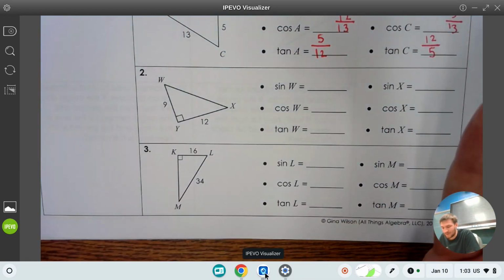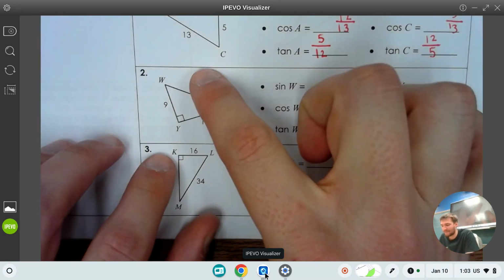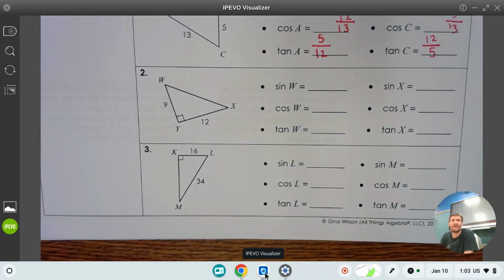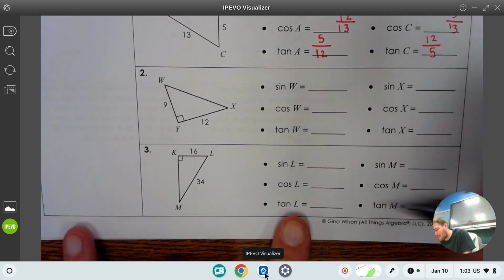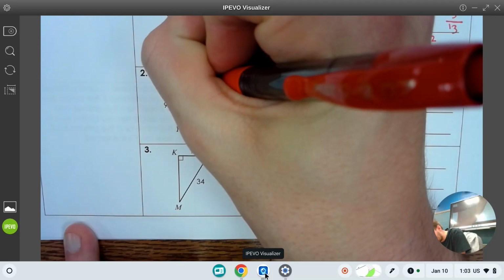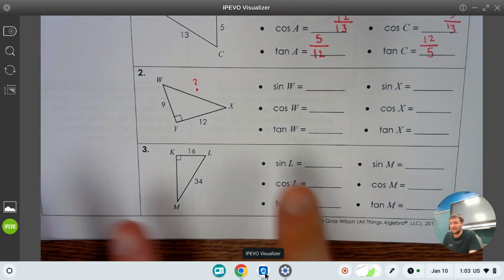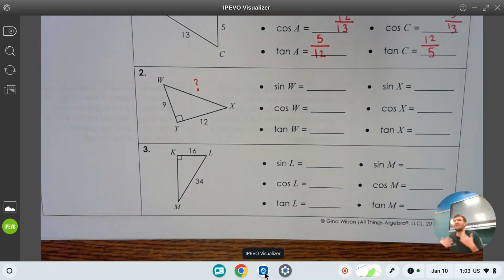But this one, we got kind of an issue because we have a missing side. We have that missing piece. So how are we going to find this side? The sine and the cosine don't really help us find numbers like that. Now that we did the sine, we know what the mystery side is worth, right?